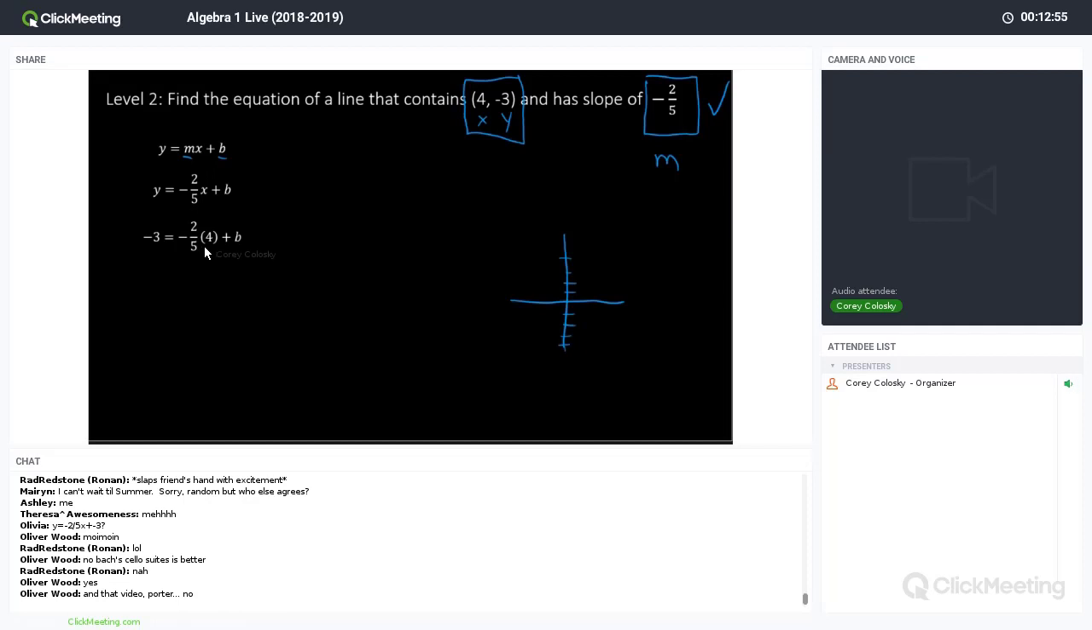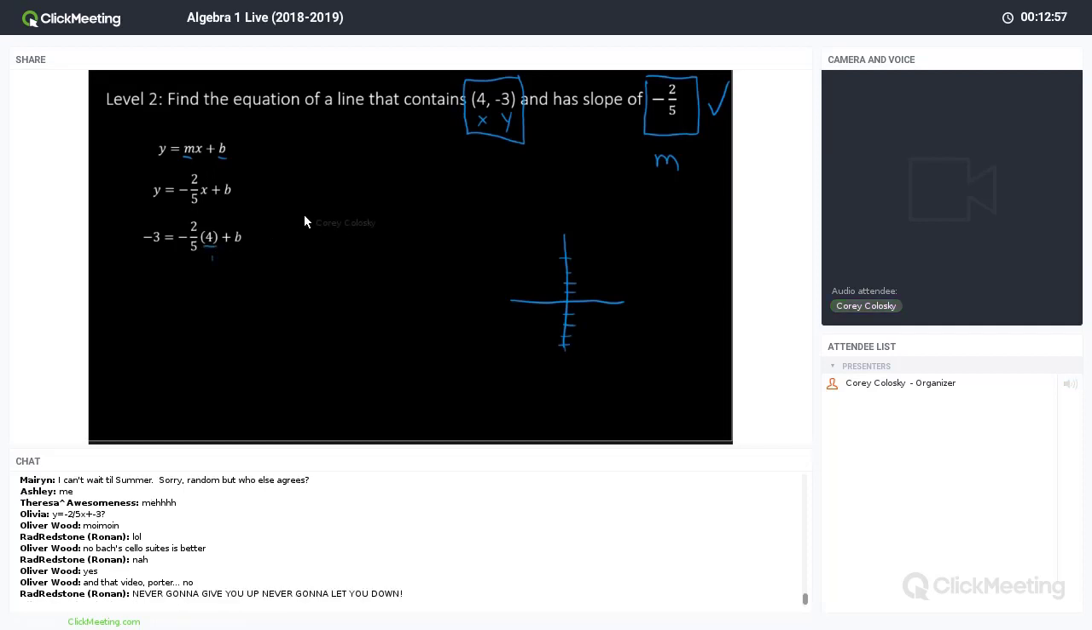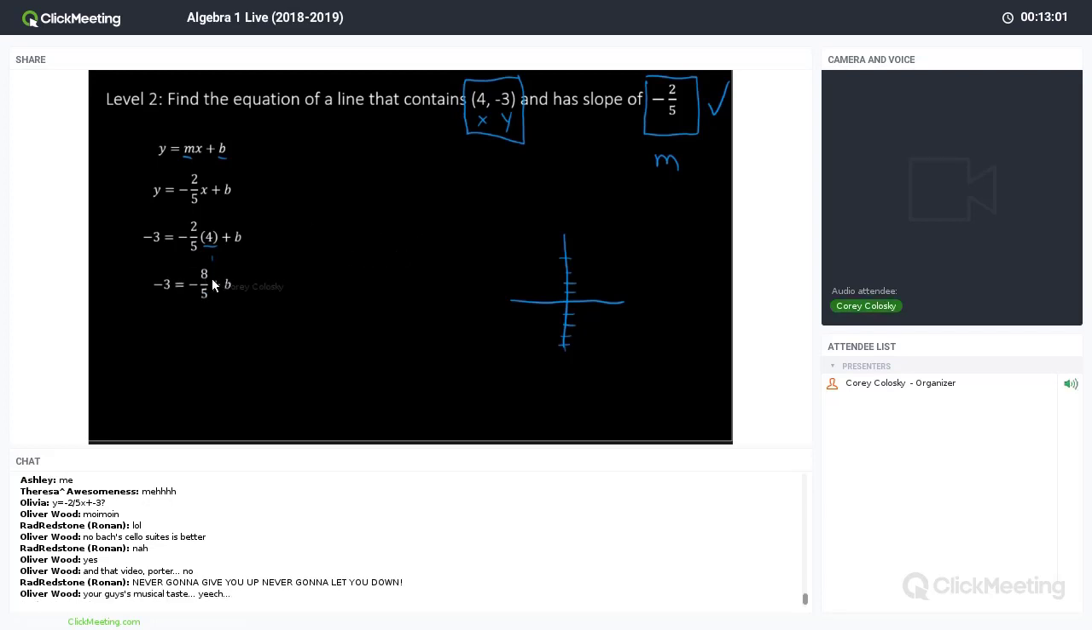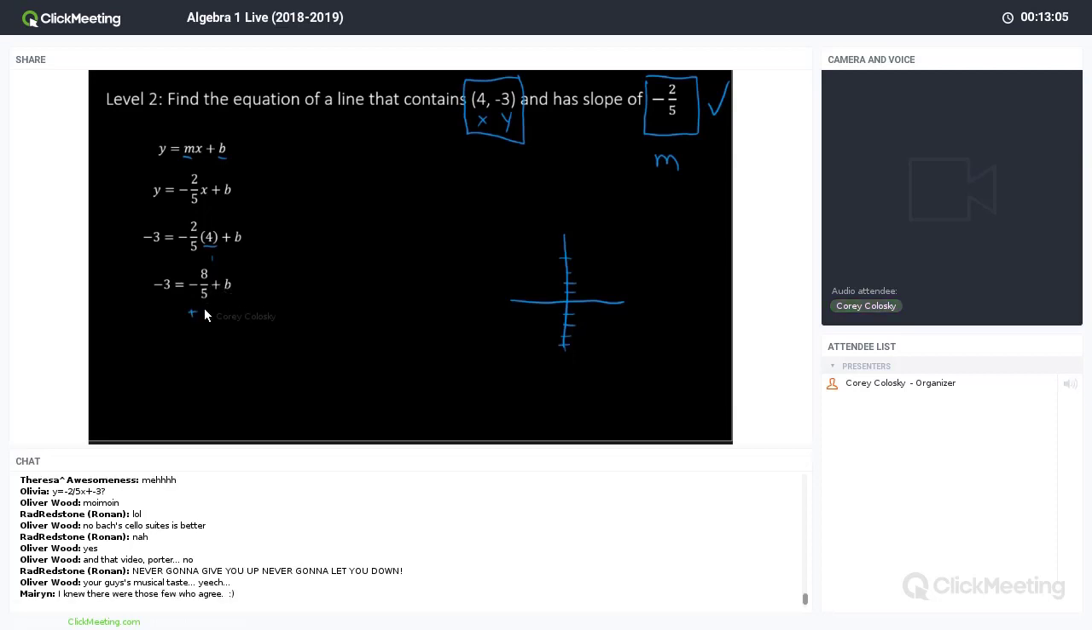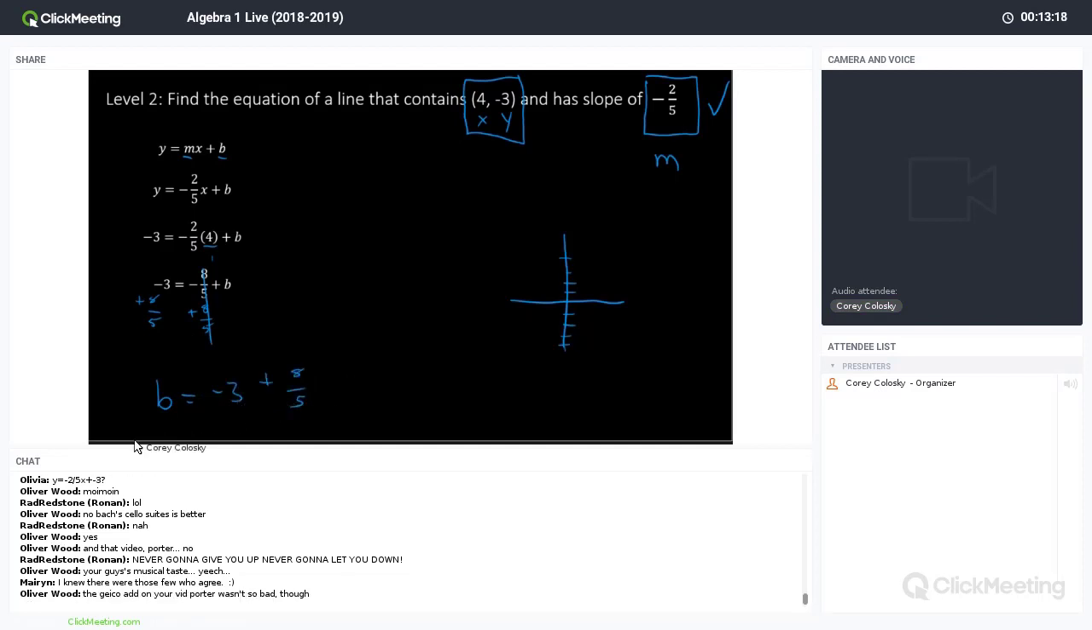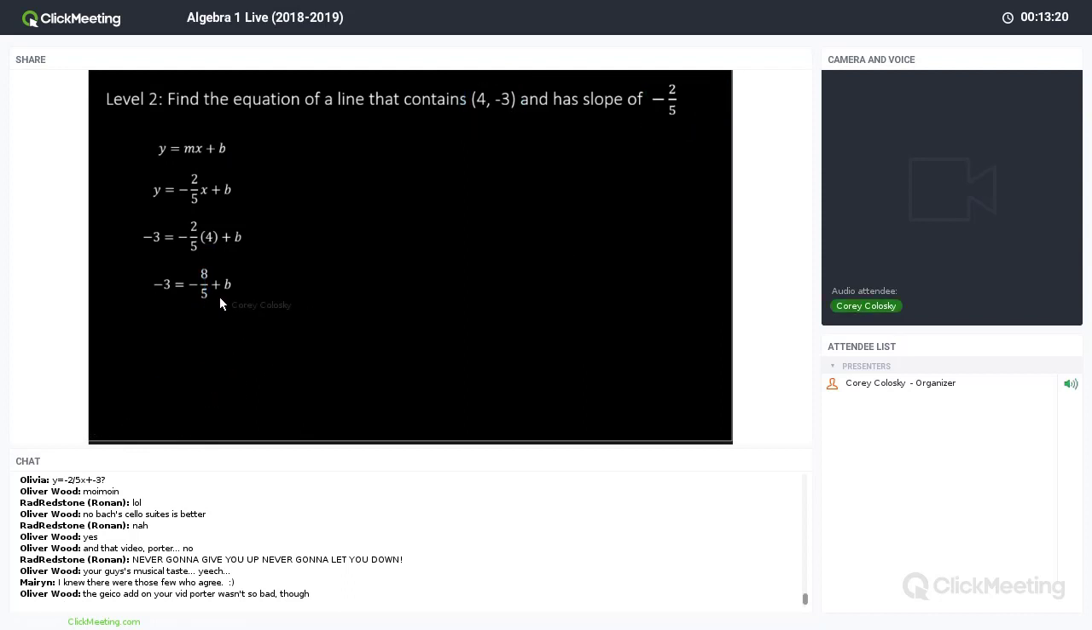-2/5 times 4, or 4/1, is going to be -8/5. And then we can solve for b by adding 8/5 to both sides. So if we add 8/5 to both sides, let me erase this now, we have b equals -3 plus 8/5. Okay, so that's what we have typed up here. b equals -3 plus 8/5.